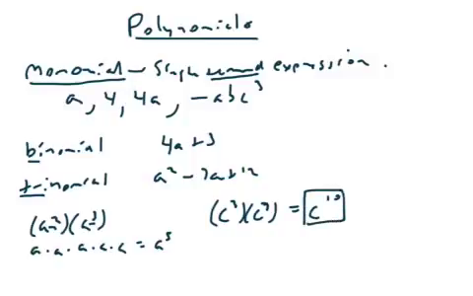So there's a very important power rule you want to know right off the get-go, and that is when you multiply common bases, you simply add their exponents. So if I was going to generalize that, then I'd say a to the n times a to the m is a to the n plus m.